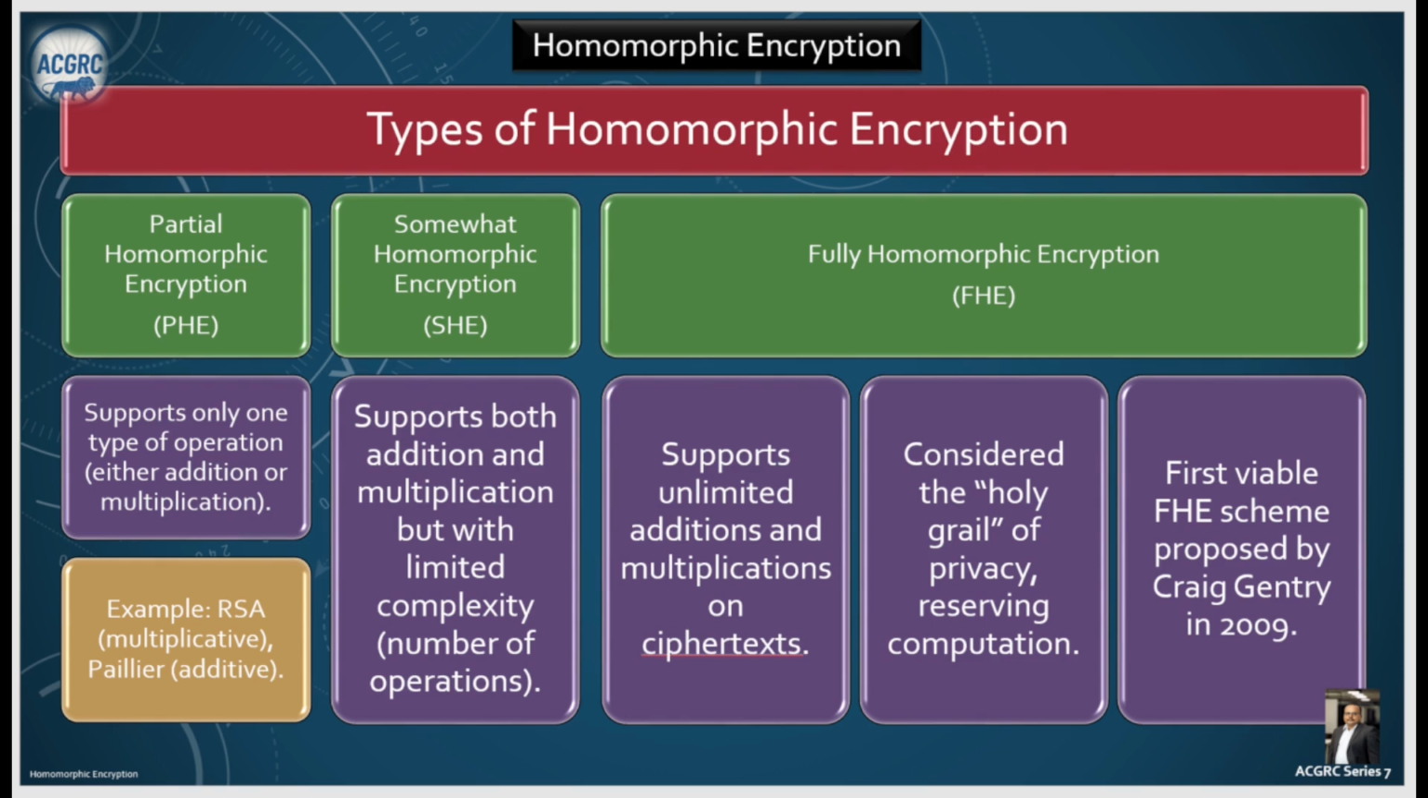Fully homomorphic encryption, well, it supports unlimited addition and multiplication on ciphertext. It's considered the holy grail of privacy preserving computation. The first fully homomorphic encryption scheme was proposed by Craig Gentry in 2009. It's been a long time that developments are going on in this subject.